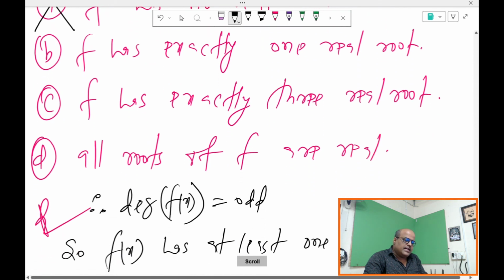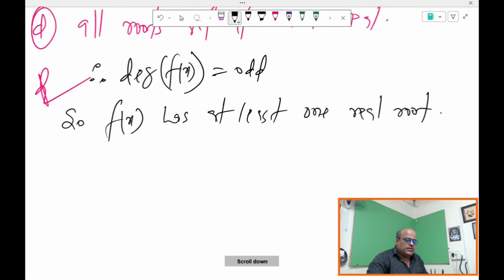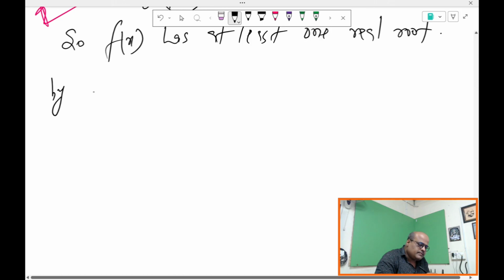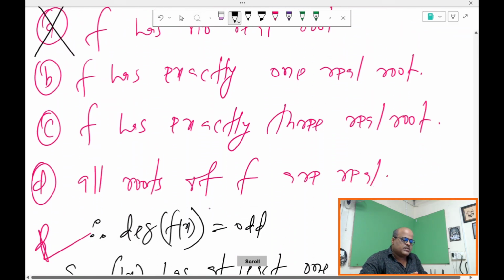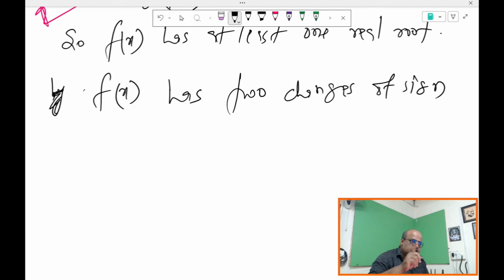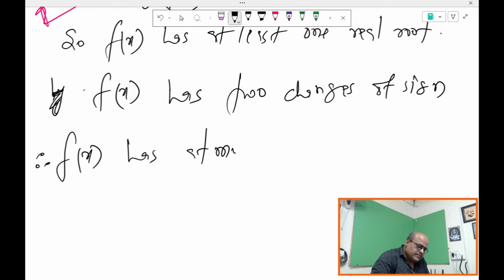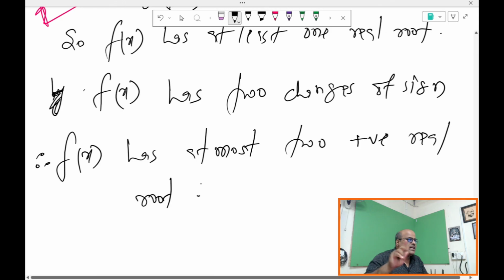The options are exactly one real root, exactly 3 real roots, all roots real. Here we will go by Descartes' rule of signs. Whatever f(x) is given, how many changes of sign does it have? Plus 2, minus 1, minus 2, plus 1: 2 changes. So f(x) has 2 changes of sign. This is the method: see how many changes of sign there are. So we can write f(x) has at most 2 positive real roots. At most means either 2 positive real roots or 1 positive real root, otherwise no positive real root.